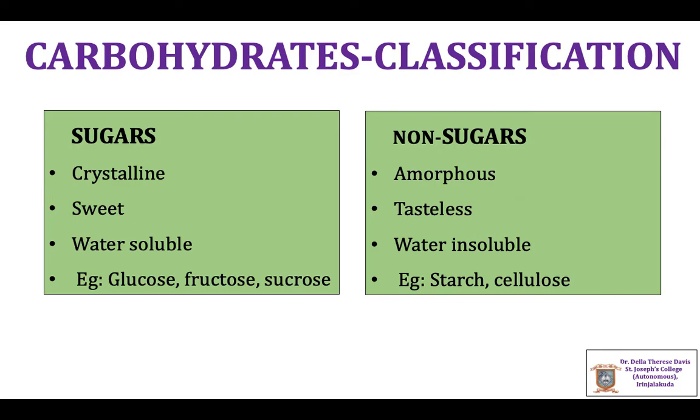Carbohydrates are classified into sugars and non-sugars. Sugars are crystalline, sweet, and water soluble. Examples include glucose, fructose, sucrose, etc. While non-sugars are amorphous, tasteless, and water insoluble. Starch and cellulose are examples of non-sugars.